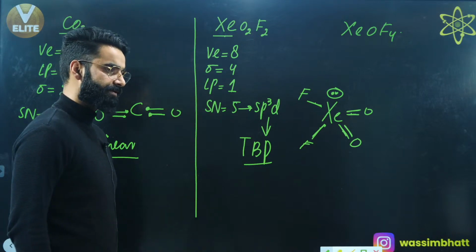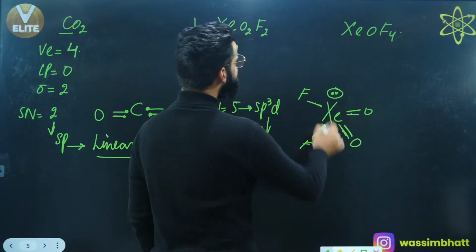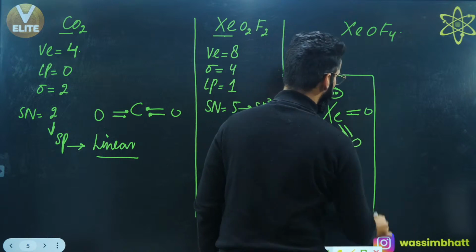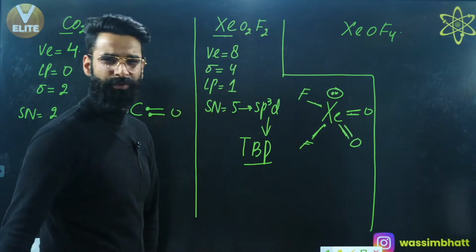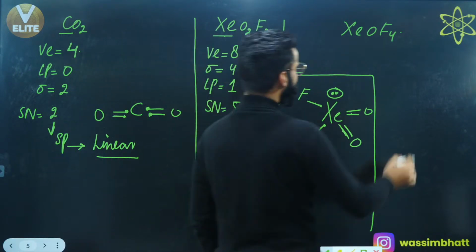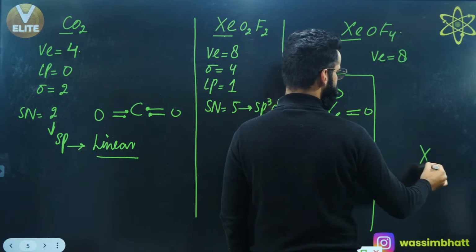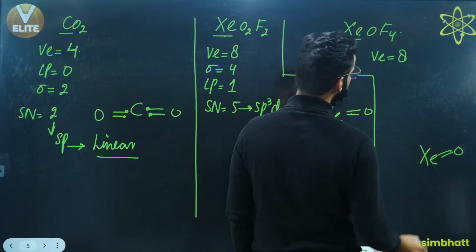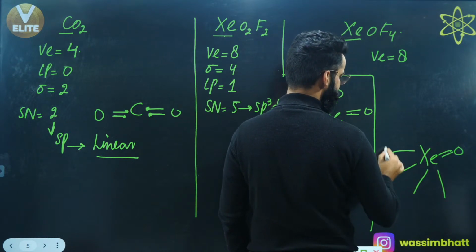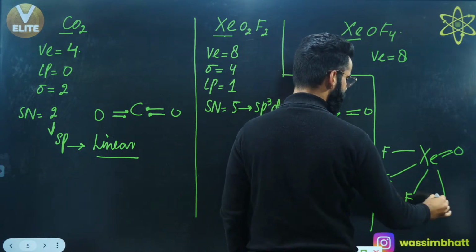All right, perfect. Okay, let's talk about this XeOF4 as well. See guys, xenon again has 8 valence electrons, right? Let's make its rough structure. Xenon will be attached with oxygen through a double bond, and there are 4 fluorine atoms as well. 1, 2, 3, and 4, correct?